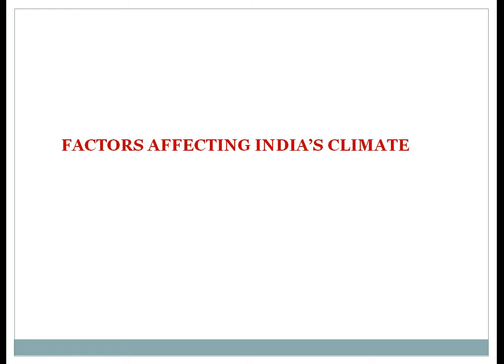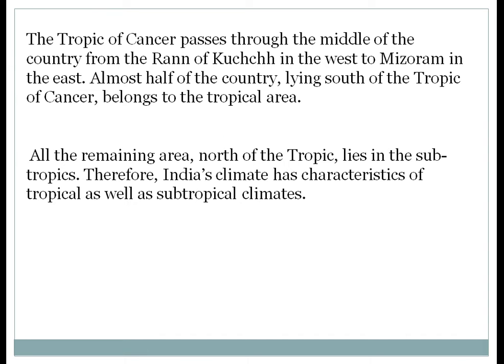Next, factors affecting India's climate. So now, after seeing the 6 climatic controls, we are going to see the factors which are affecting India's climate. So the Tropic of Cancer passes through the middle of the country, right? Then it divides India into almost 2 equal parts, characterizing it as tropical as well as subtropical.